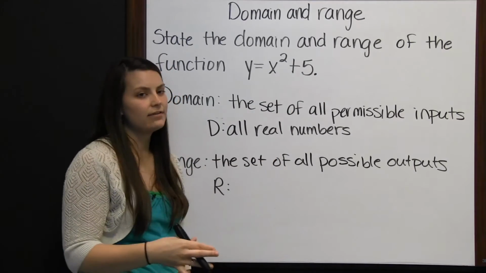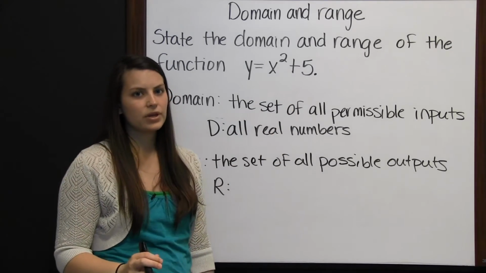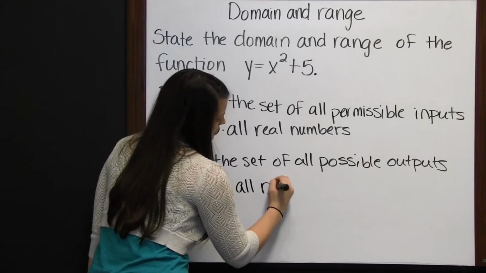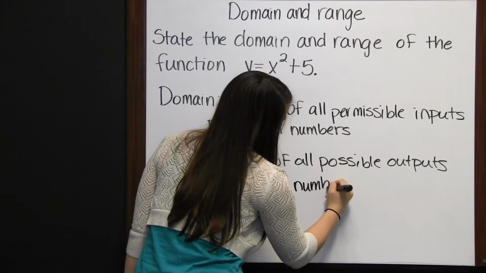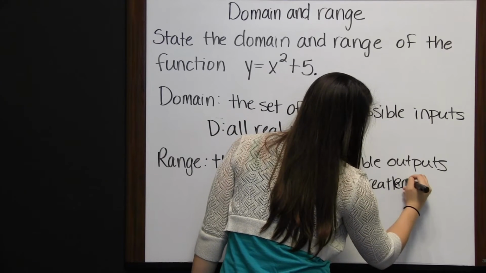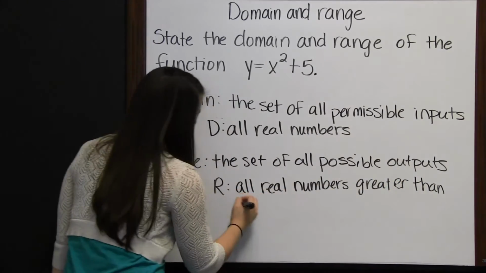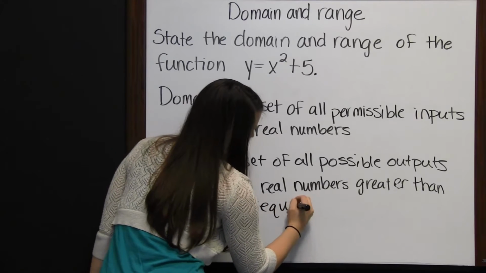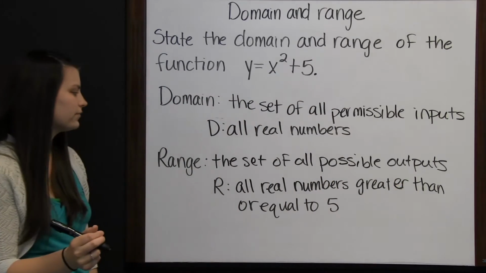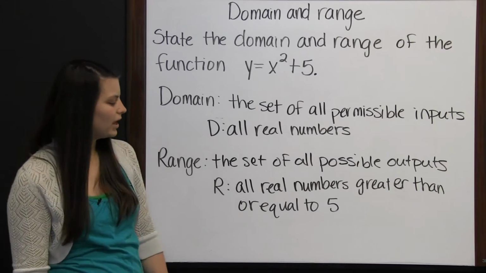But then with this plus 5, that now means that the lowest value that y will ever be is a positive 5. So your range would be all real numbers greater than or equal to 5, since 5 is the lowest it can go. 5 would be the lowest value, but then of course it could be anything above 5. So there's the domain and the range.